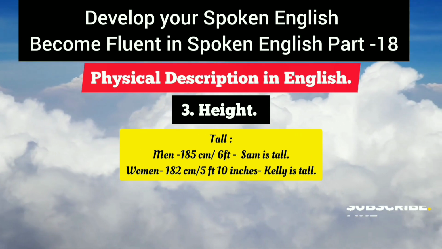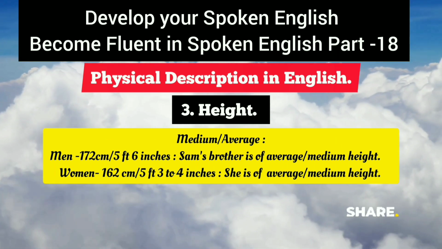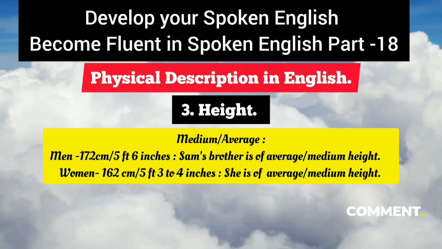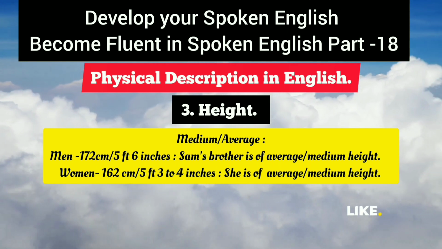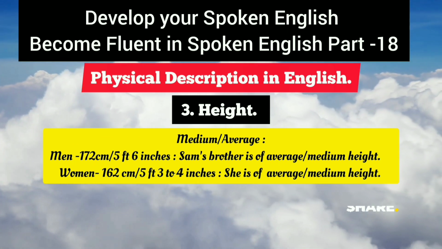Up next we will see the second category, that is medium. Someone's height can be medium or average. In this category, as you see, someone is around 172 centimeters. That means around 5 feet 6 inches. So again, you don't have to measure someone's height.